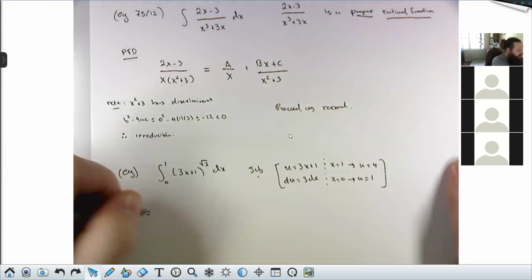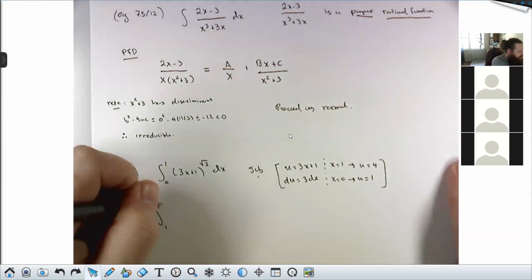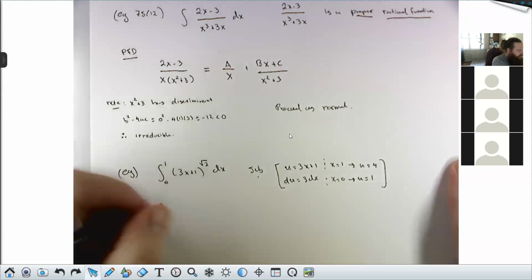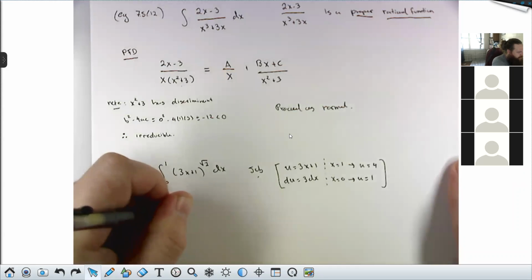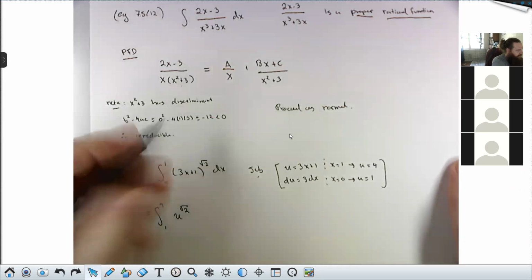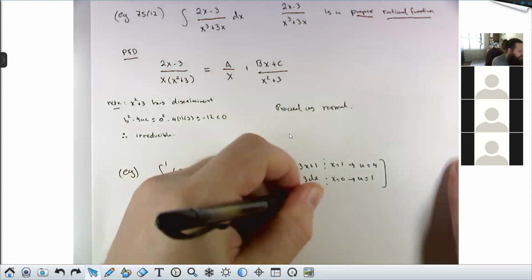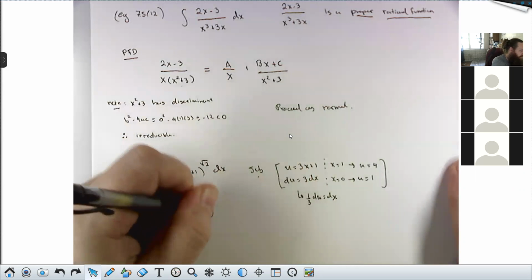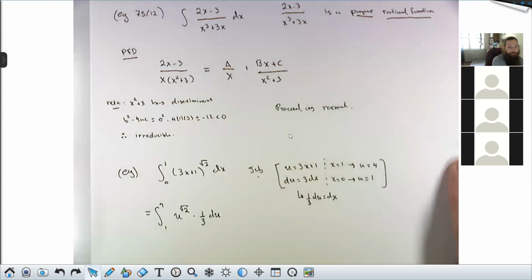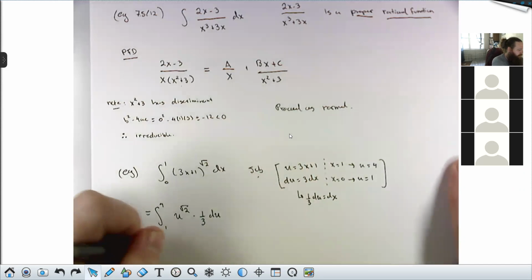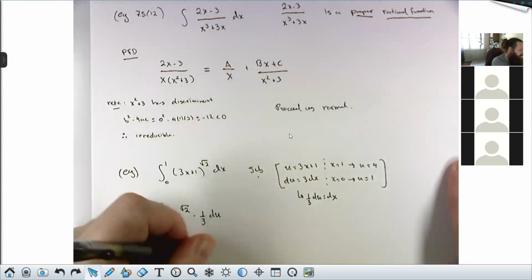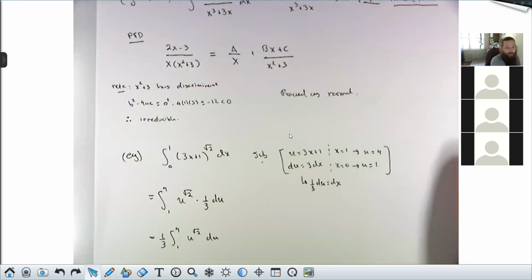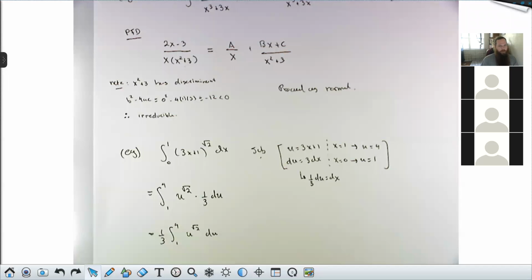So the new integral here would go from 1 to 4. 3x plus 1 to the root 2 is now u to the root 2. And dx from this is 1/3 du. So you have times 1/3 du. So 1/3 comes out. Integral 1 to 4 of u to the root 2. Why is this nicer than the thing we started with? How do you evaluate this integral?